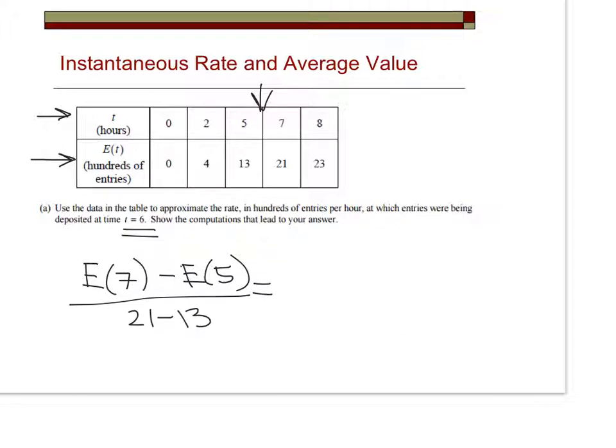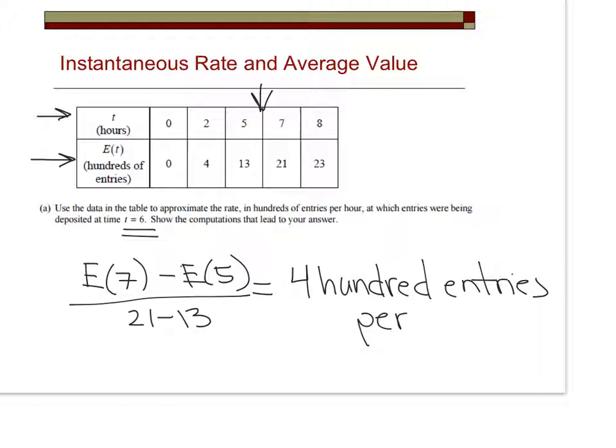So then your answer should have been 4. Now make sure you clarify with units what this is. So this is 400 entries per what? Per hour. Okay? Always include units if you are given units.